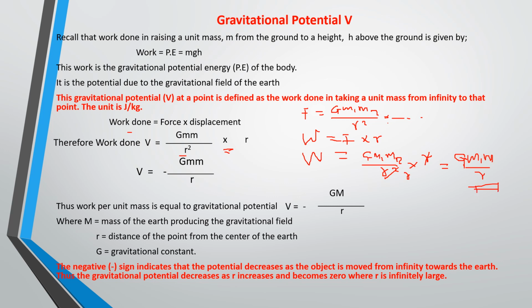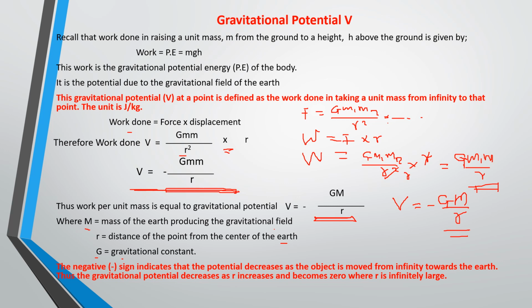Now for a unit mass, the gravitational potential V is equal to minus GM all over R, where M is the mass of the Earth that is producing the gravitational field, R is the distance of the point from the center of the Earth, and G is the universal gravitational constant. Just take note of this equation because this is what you'll be working with. This is for a unit mass. The other one is for when you have two masses acting on one another.